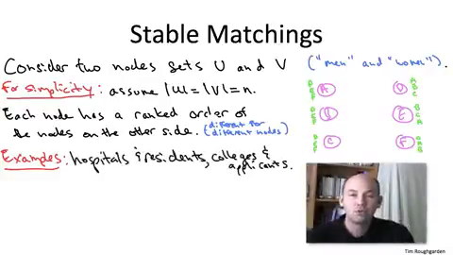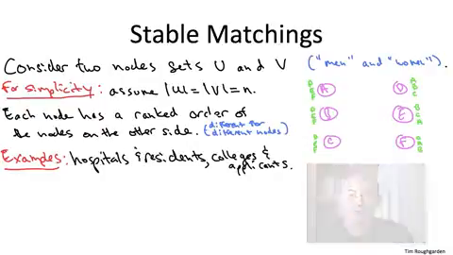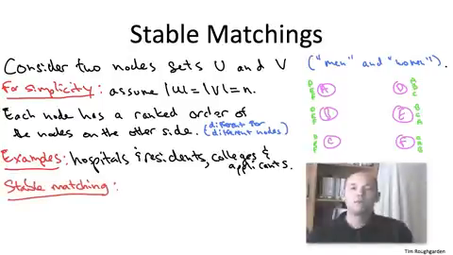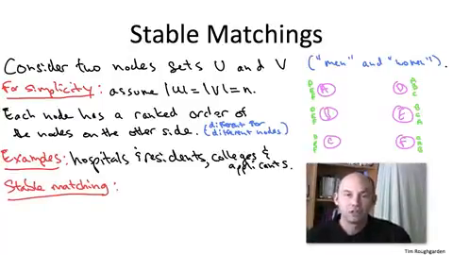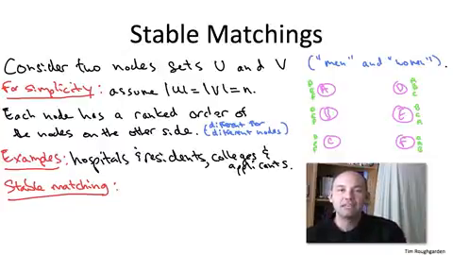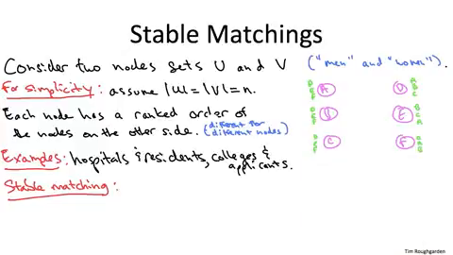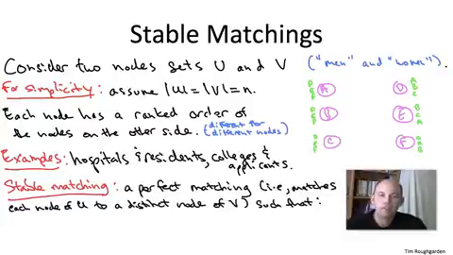So given this data, two sets of nodes, and these ranked lists, we're interested in computing a stable matching. So what's a stable matching? Well, first of all, it better be a perfect matching. And a perfect matching means that each node on the left, each node of U, is matched to exactly one node of V and vice versa. In addition to being a perfect matching, it should also be stable in the sense that there should be no blocking pair. What that means is that if you look at any pair of nodes, little u from capital U, little v from capital V, if little u and little v are not matched, there better be a good reason for them not being matched.